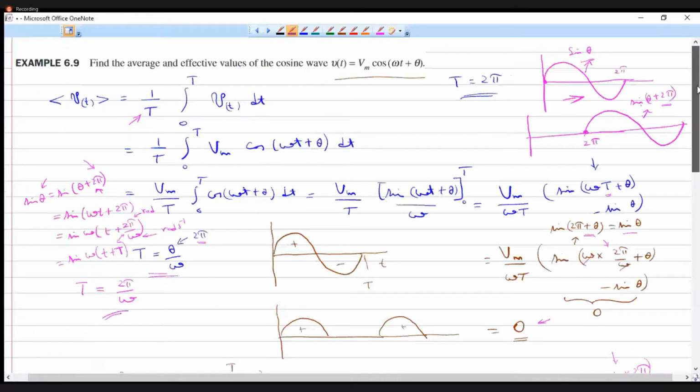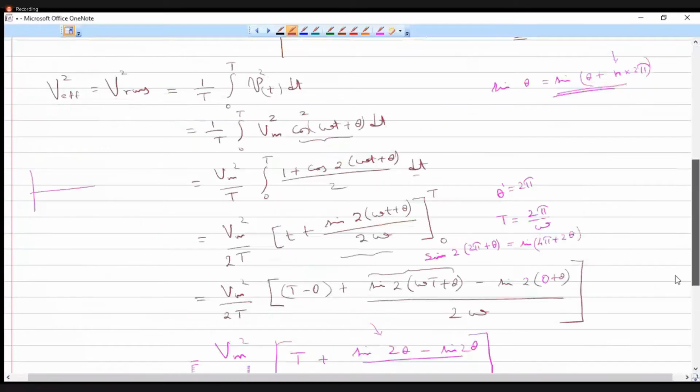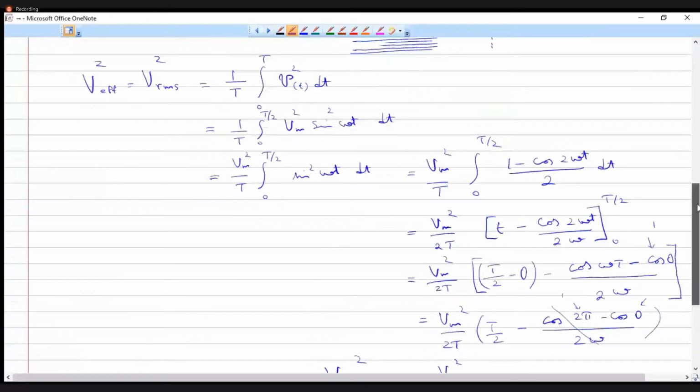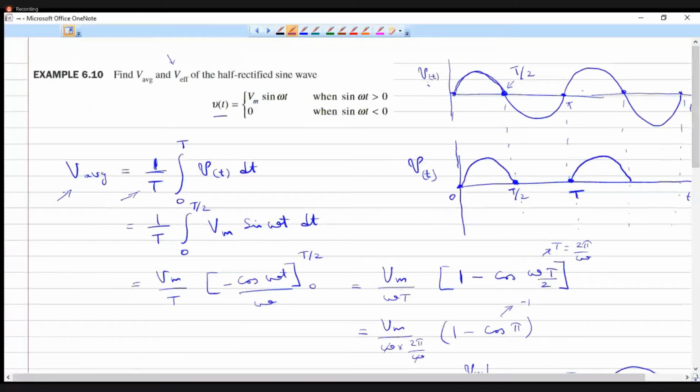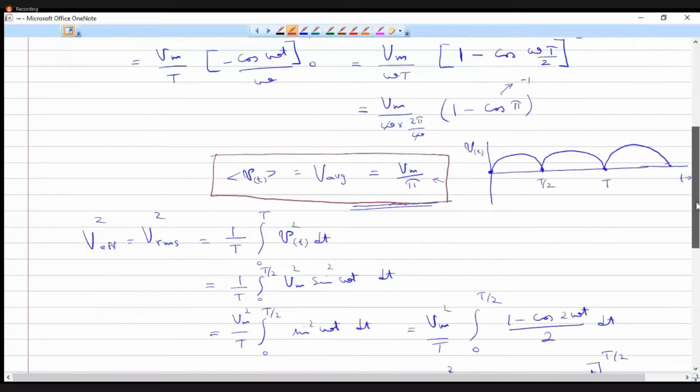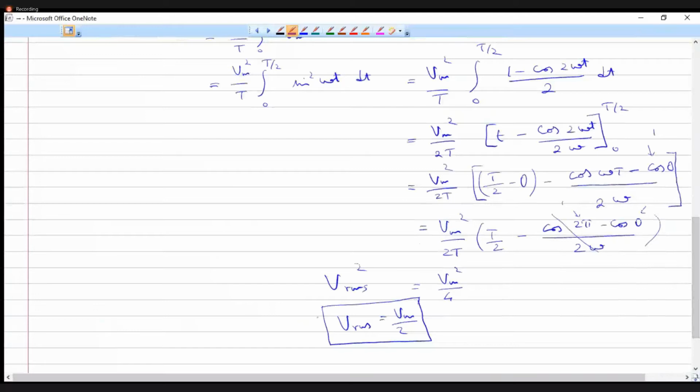Then we saw examples in which we found the average value and RMS value for a cosine function, and we saw that the average value is equal to 0. So for any sinusoidal function, the average value will be equal to 0, whereas the RMS value will be the peak value divided by root 2, that is Vm by root 2. So we have derived that relationship. Similarly, we have seen the example of a half-wave rectified sinusoidal function, in which we found that the average value is equal to Vm by pi, and the RMS value is equal to Vm by 2, where Vm is the peak value, peak voltage or amplitude of that signal.